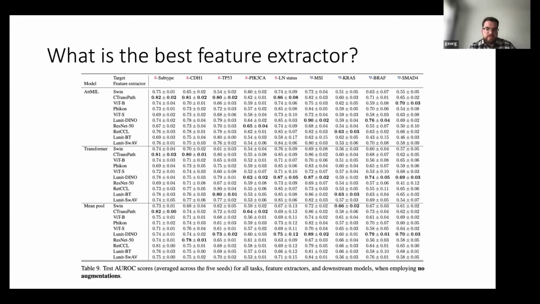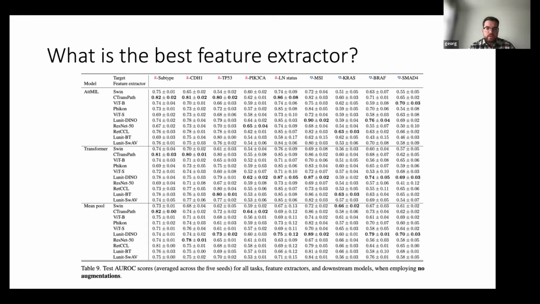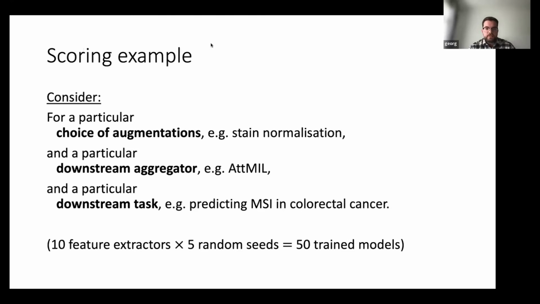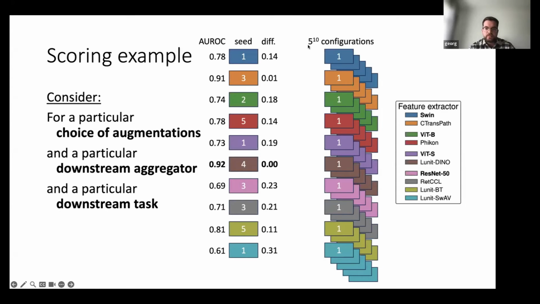Yes, I would be very interested. I mean, we discussed this internally as well a lot because we were trying to figure out the best way to evaluate the relative performances, and yeah, definitely. One thing I just want to emphasize is that we don't compare to the best AUROC in general, but for every one of those 5 to the power of 10 configurations, we compare to the best one inside that configuration. So it's not overall, but within the configuration. Yeah, okay, but I'll move on.